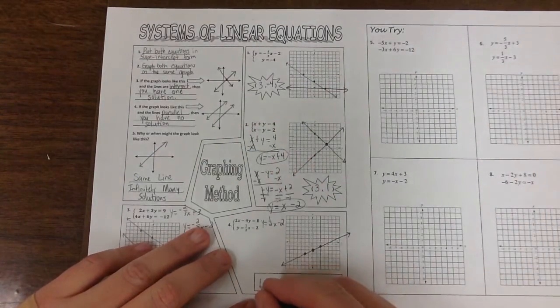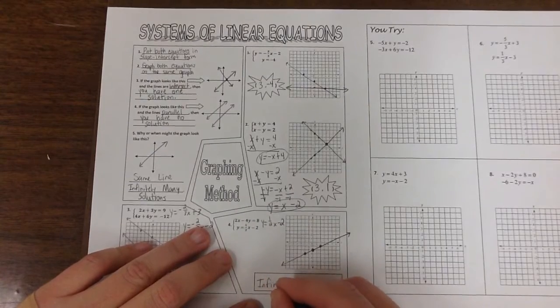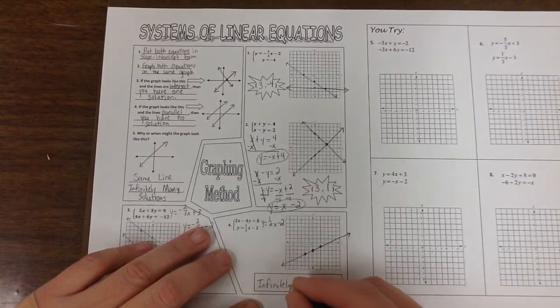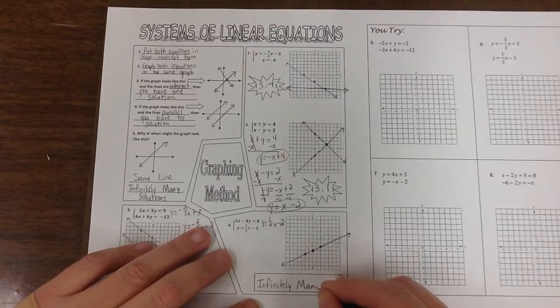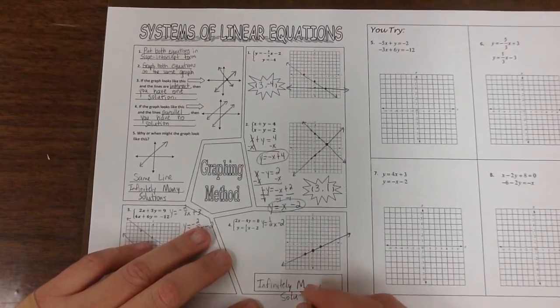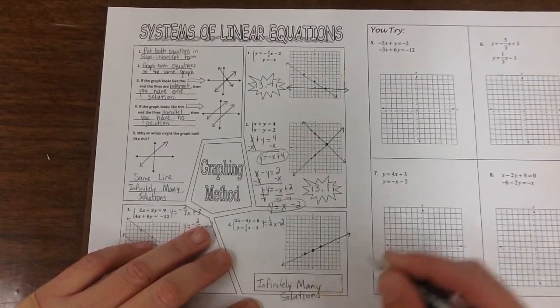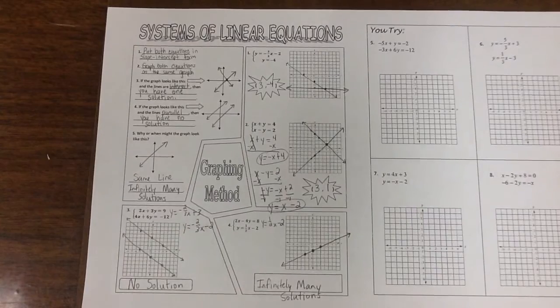So our answer is infinitely many solutions. That means those two lines will always touch each other the whole way across. So any point that's on that line is going to be a solution to this system of equations.